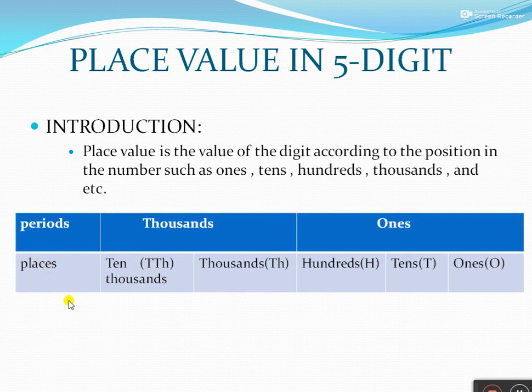This is a place value chart. Ones, tens, hundred: these places come in the ones period, and thousands and 10,000s, these two are in the thousands period. When you write the number, we have to put commas. After the ones period we put a comma, after the thousands period we put a comma. When you write in words, we have to start from the left hand side. What is the first period? Thousand period. Then what is the next period? Ones period.